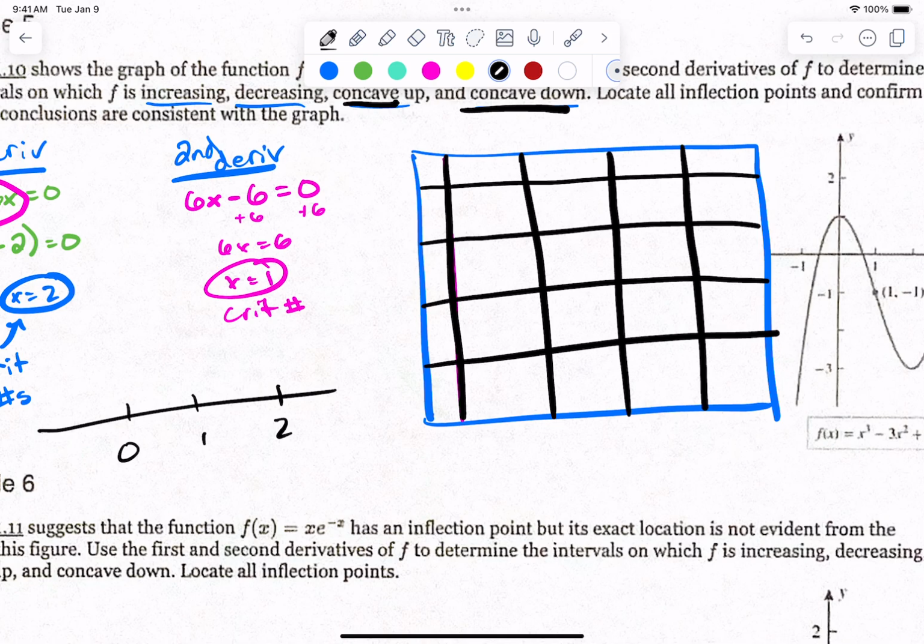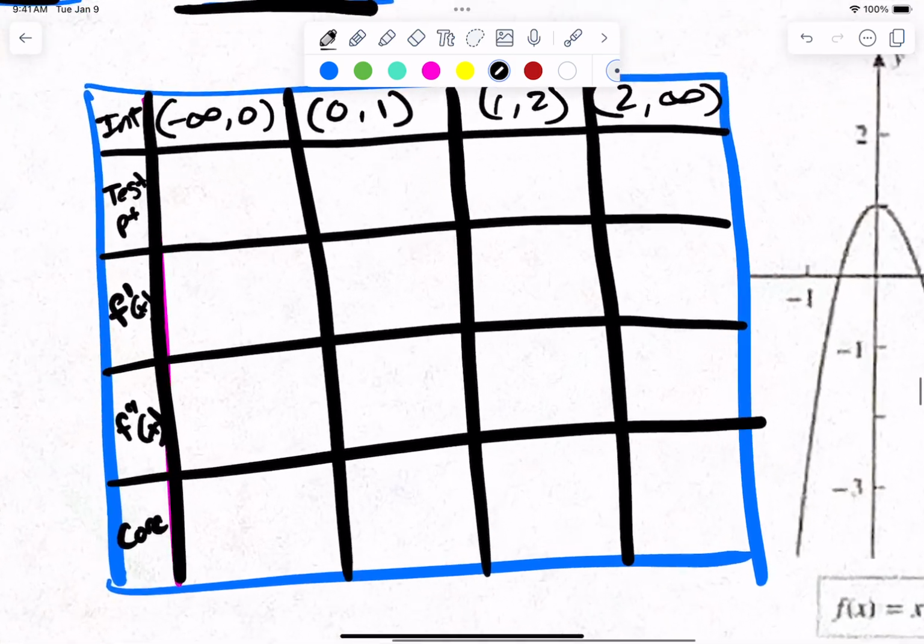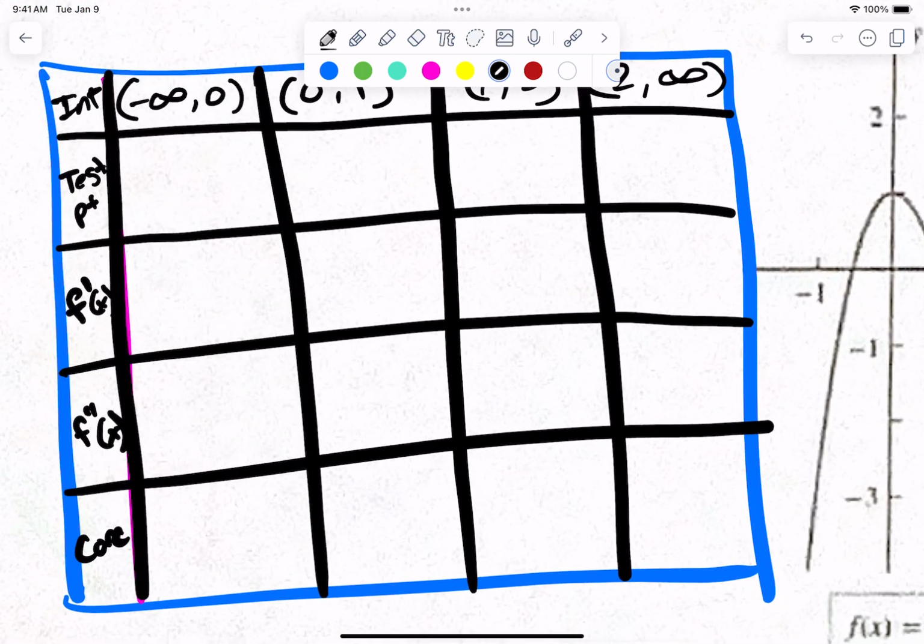So my intervals: negative infinity to 0, 0 to 1, 1 to 2, 2 to infinity. Okay, these are my headings. I'm going to pick a test point, and then I'm going to do f prime of x, f double prime of x, and then I'm going to do my conclusion down here. You're writing so fast. I am writing so fast.